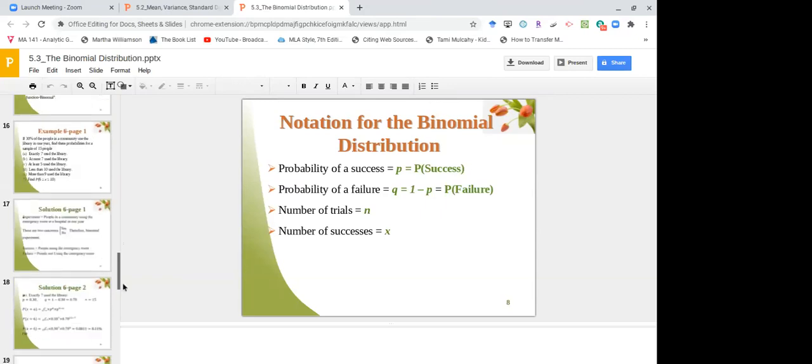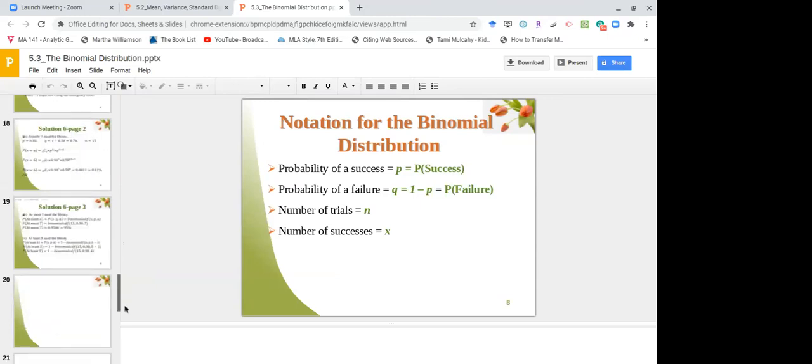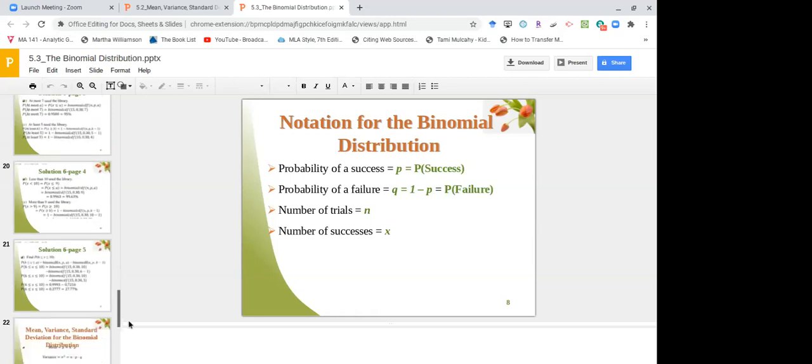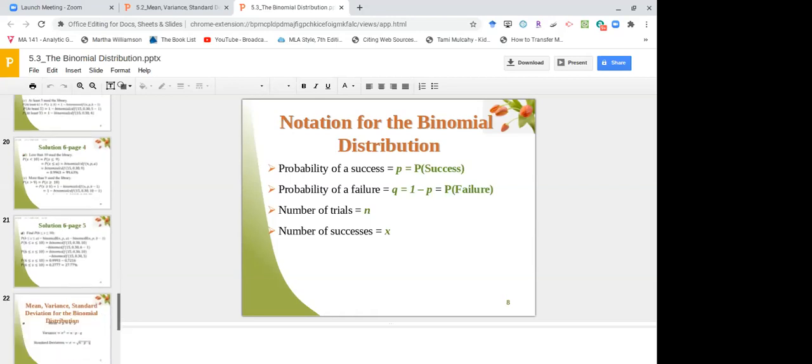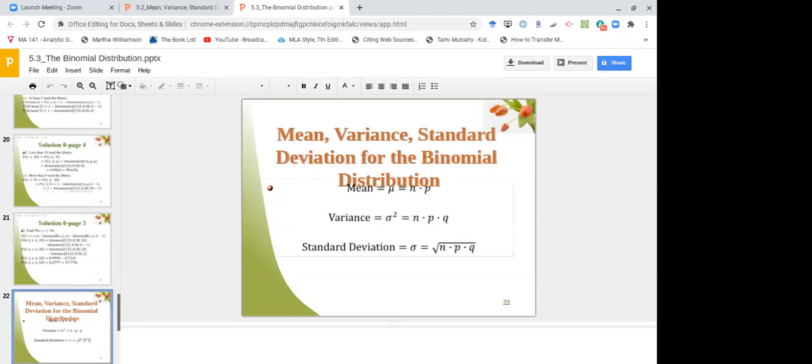We also have some calculator instructions. Some of you mentioned that you need help with your calculator. Most of the time, any calculator instructions that you need will be given to you in the slides, but I do have supplemental material if you need extra calculator instructions.